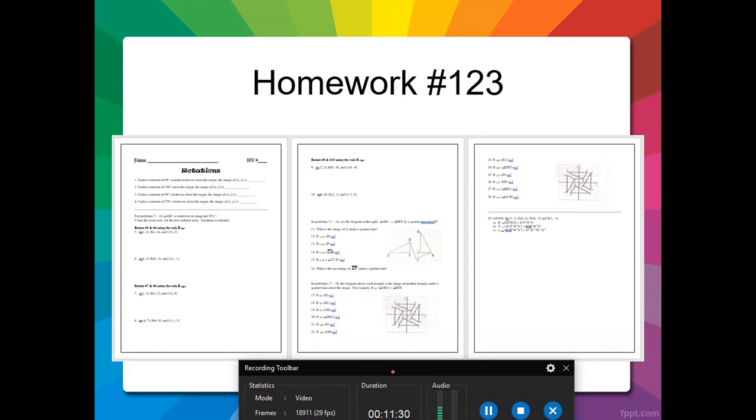Your homework tonight is homework number 123. There should be 3 pages. Make sure with problems, looks like 5 through 10, you do a complete mapping. And in 29, you're also doing a complete mapping. Do not start over with the original points. Keep building on to your prime images to finally create the triple prime.